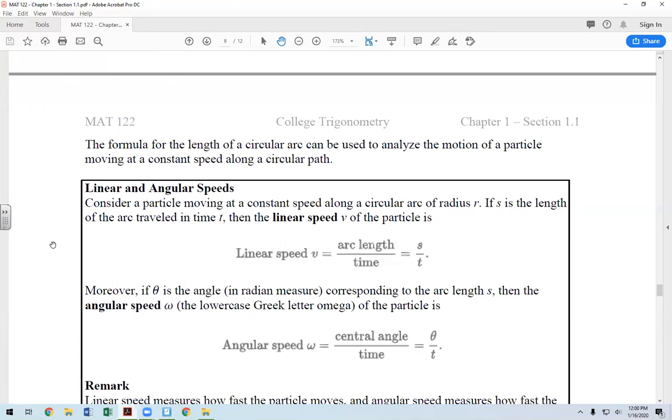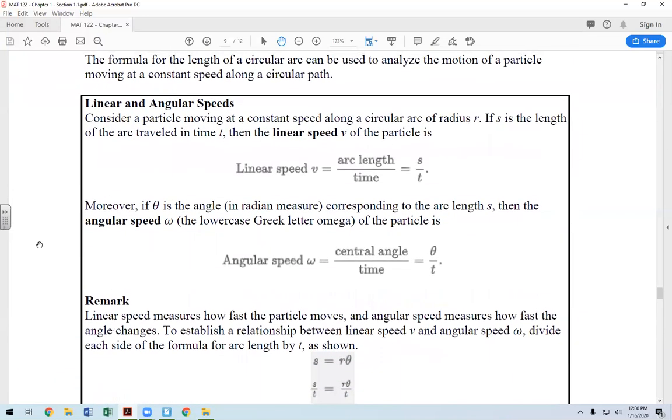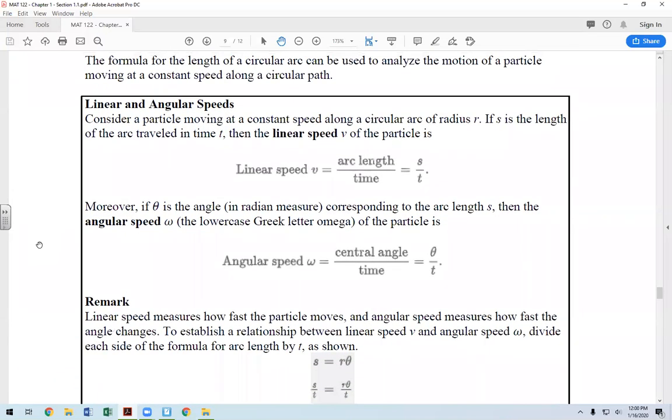So they're saying the formula for the length of a circular arc can also be used to analyze the motion of a particle moving at a constant speed along a circular path, and that's kind of what we're getting into. So before we look at the example, let's look at a couple more formulas here. We're talking about linear speed and angular speed.